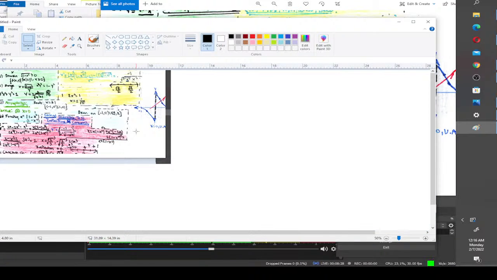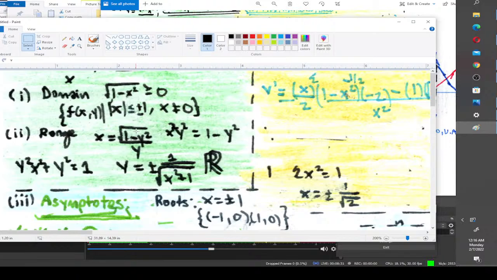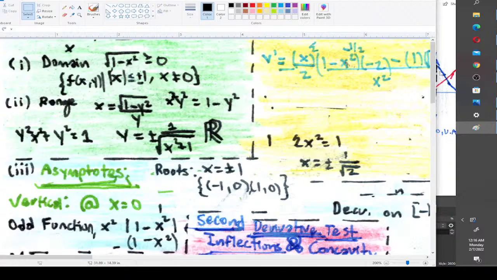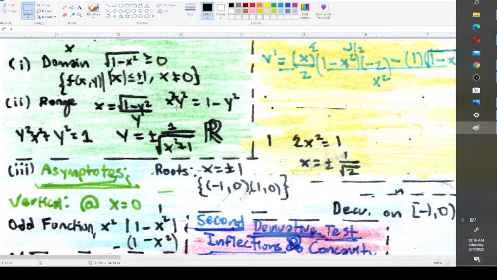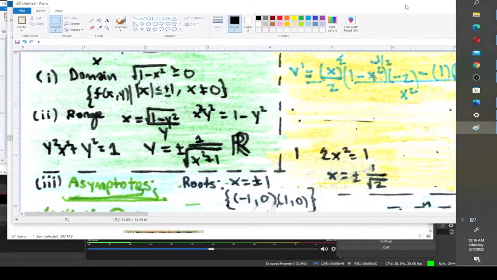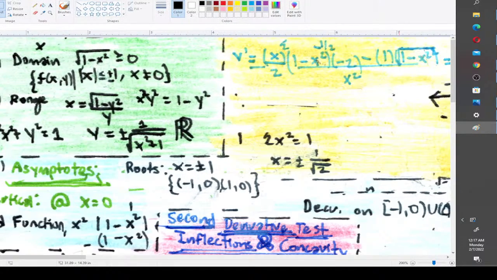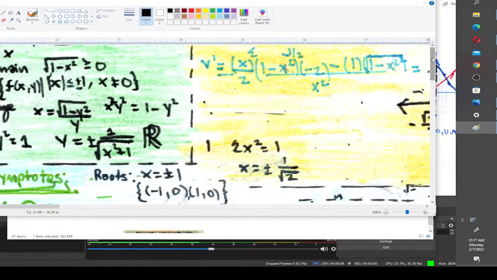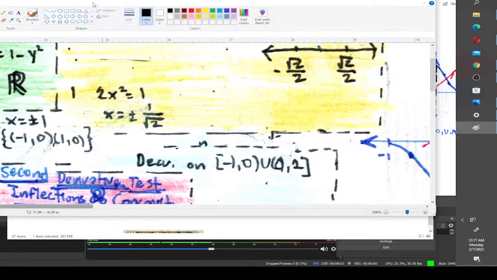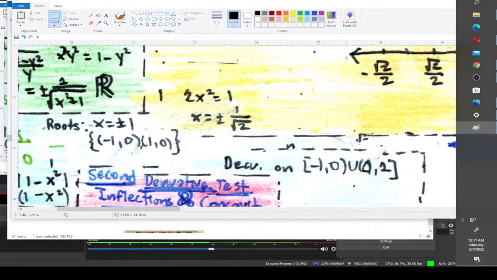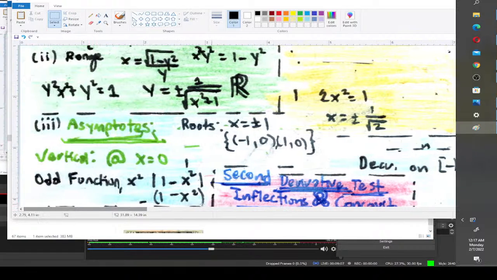All right, now that we know the domain and range, the next thing we want to find is, is there any asymptotic behavior for the function? So this function is y equals square root of 1 minus x squared over x. We know we have a vertical asymptote whenever we try to divide by 0. Since we only have x in the denominator, we should know right away that it's going to be an asymptote at x equals 0.